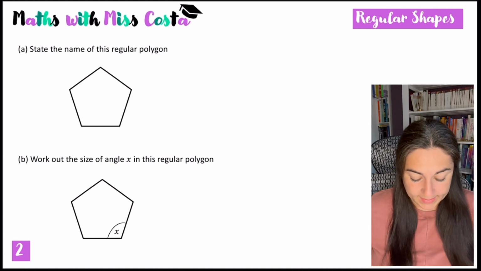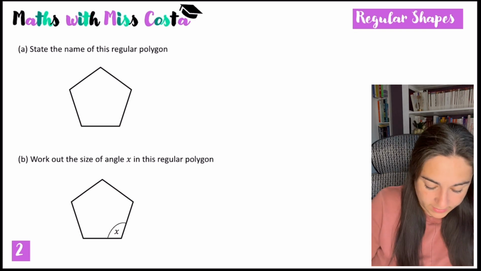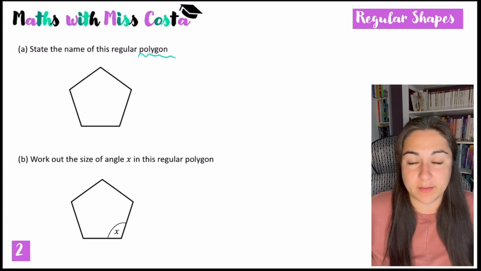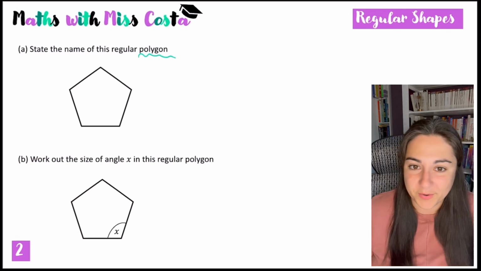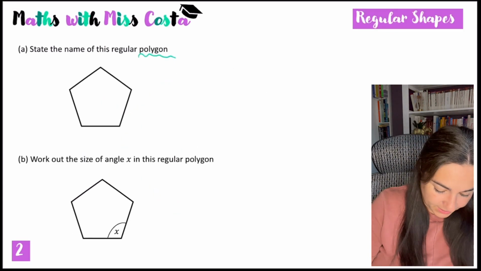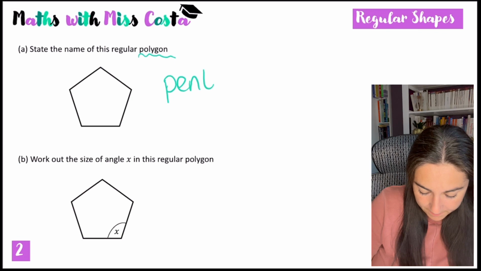Okay, say the name of this regular polygon. Now, a polygon is just a shape, a many-sided shape. So a shape that is made up of straight sides only and has more than 3 sides. This is a 5-sided shape, so that is called a pentagon.